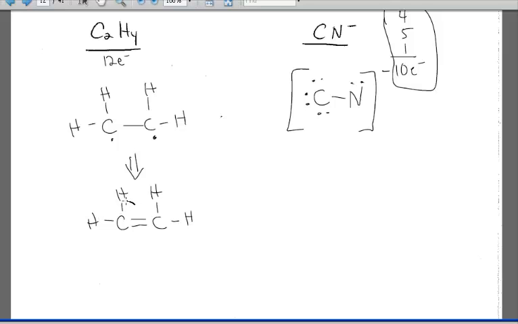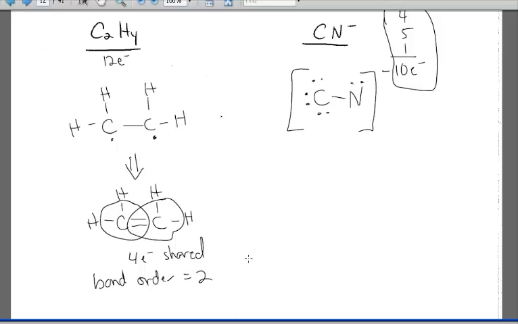And now this carbon has 8 electrons, and this carbon has 8 electrons. They've shared 4 now, okay? 4 electrons are shared. And we say that the bond order between the carbons is 2. A single bond is bond order 1, double bond is bond order 2. Pretty simple.